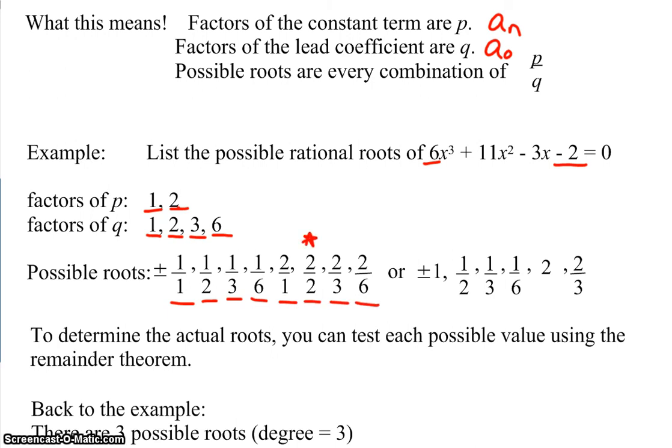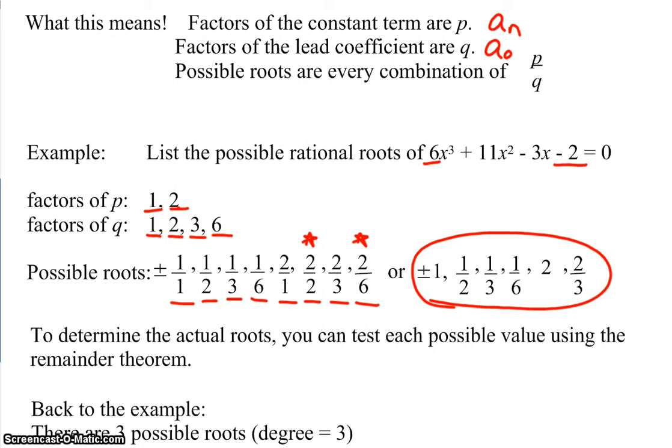If you notice, 2 over 2 reduces to 1, which was our first possible, and 2 over 6 reduced to 1/3, which was our third possible. So my final result is my possibilities are plus or minus 1, plus or minus 1/2, plus or minus 1/3, plus or minus 1/6, plus or minus 2, and plus or minus 2/3.